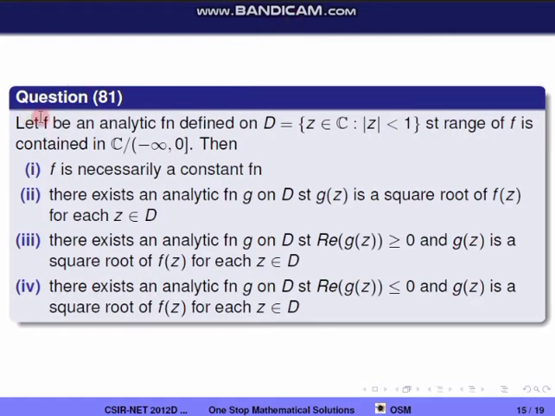Next question, question 81. Let f be an analytic function defined on D is equal to set of all z in C such that mod z less than 1 such that range of f is contained in C minus infinity comma 0 then. So we are given an analytic function here and the range of function is defined like this. Then we have to check which of the following option is correct. So now we'll move on to the question.